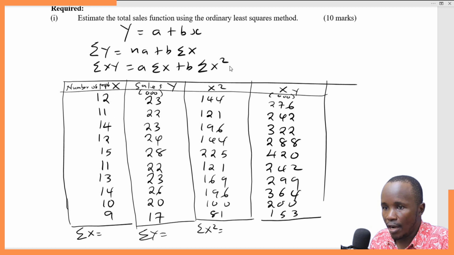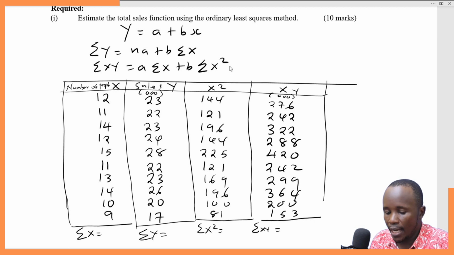I also need to have the summation of xy. 153 plus 200 plus 364 plus 299 plus 242 plus 420 plus 288 plus 322 plus 242 plus 276. The sum here gives me 2806.